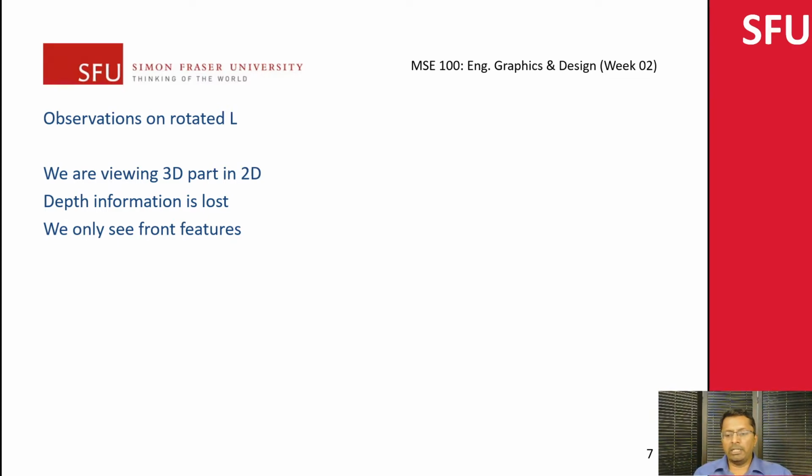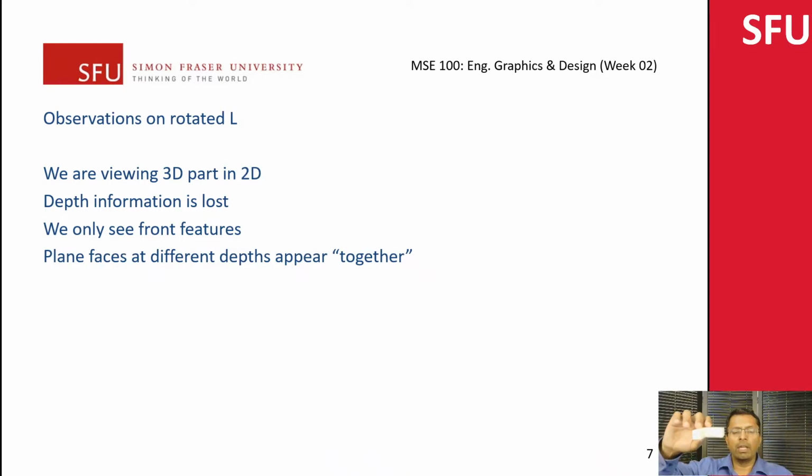The other thing that happens is you'll notice that features which are at different depths, for instance, if I look at this L shape, I have one feature at this depth and another feature here, sometimes seem to appear at the same depth, or they collapse together. This is kind of the same thing as saying we lose depth information, but it's another observation. So let's make a note of this. All of these are going to be useful when you're trying to create the hand drawing.